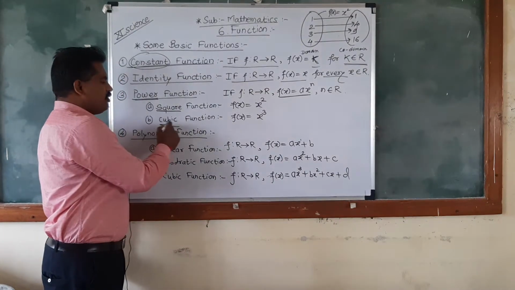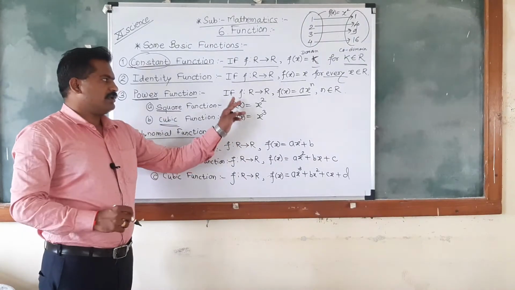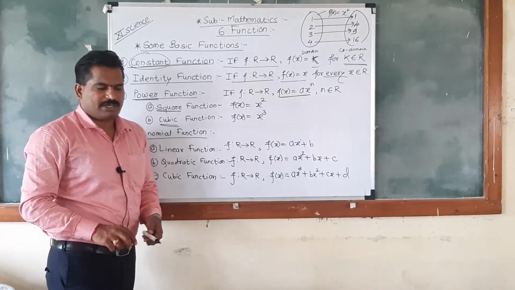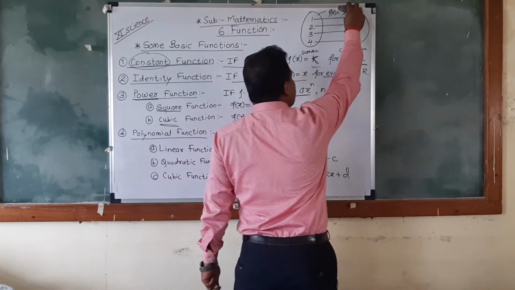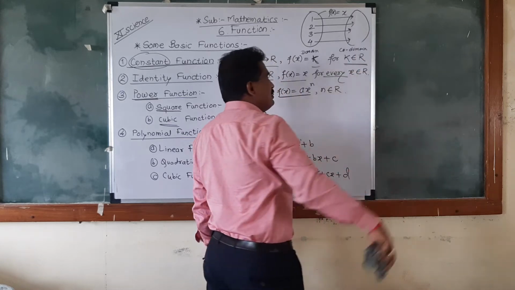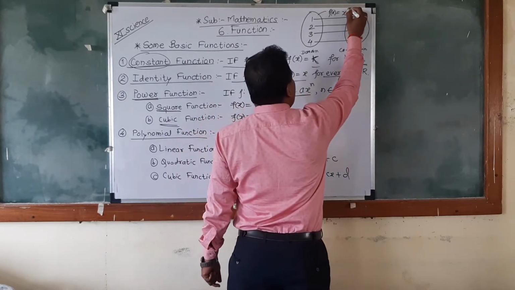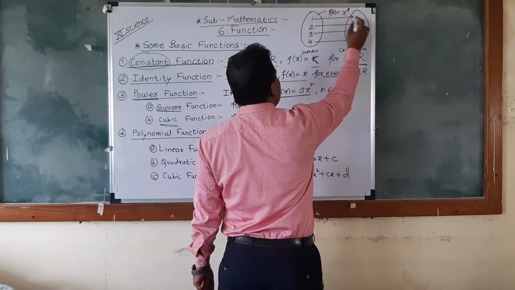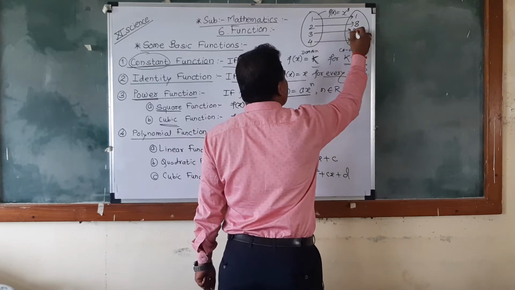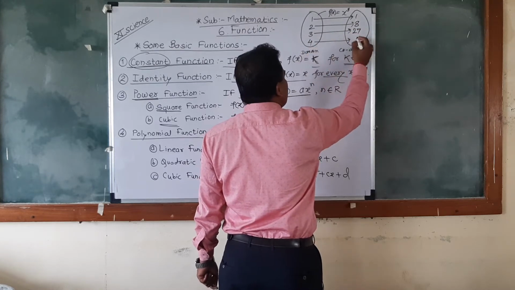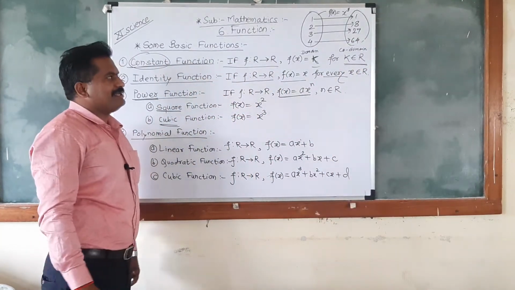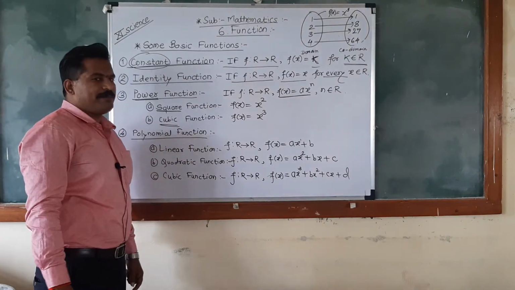Now, in case of the cubic function, f goes from R to R and f of x is equal to x cube. Therefore, this function gets changed and images also change with respect to the function. f of x is equal to x cube. Then 1 goes to 1, 2 goes to 8, 3 goes to 27 and 4 goes to 64. Therefore, it is known as the cubic function.